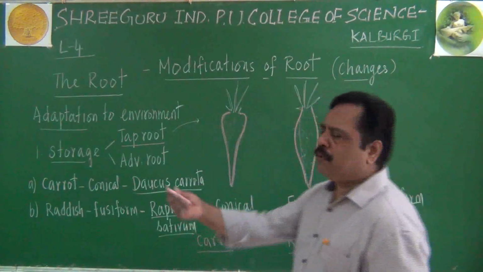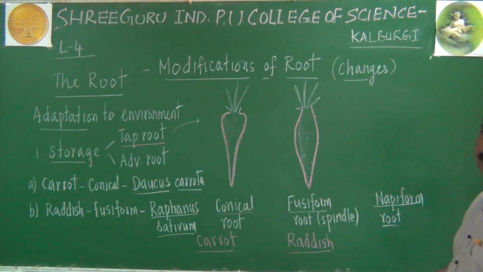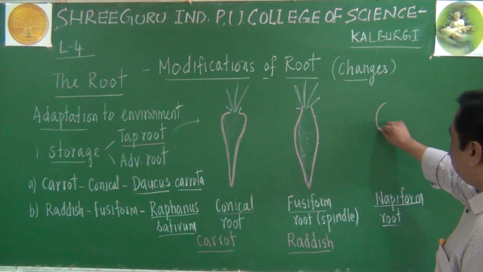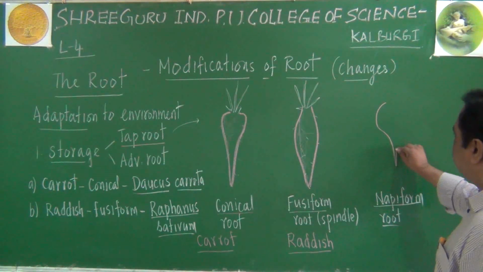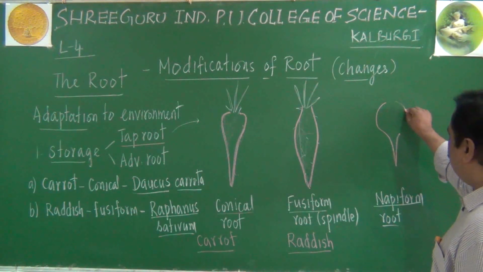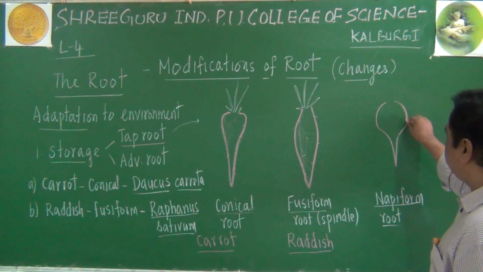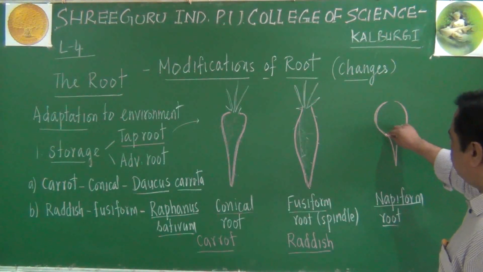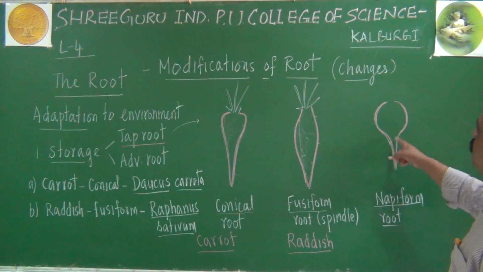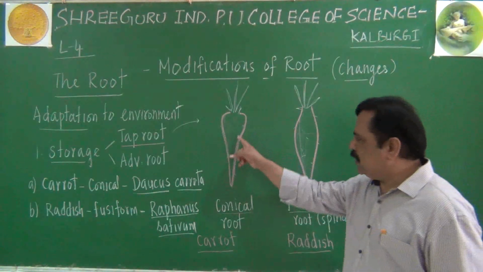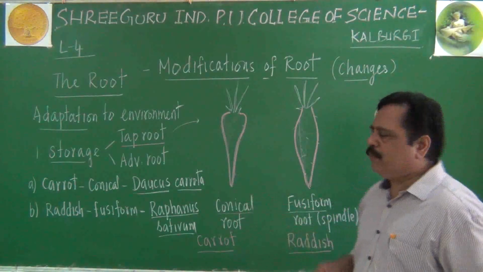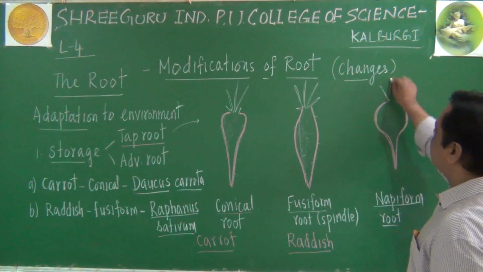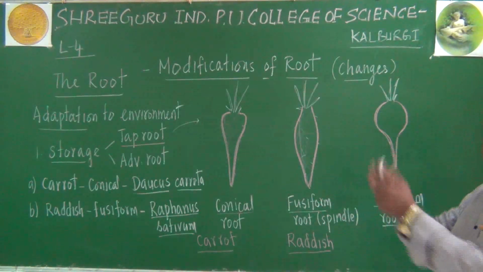Let me come to the napiform root here. In the case of napiform root, the base of the root will be bulged and abruptly it will be tapering like this. Only the base will be bulged here. Then suddenly or abruptly it will undergo tapering like this. There is no gradual tapering. In these cases there will be gradual narrowing. Here there is no gradual narrowing. Suddenly they will undergo tapering here.